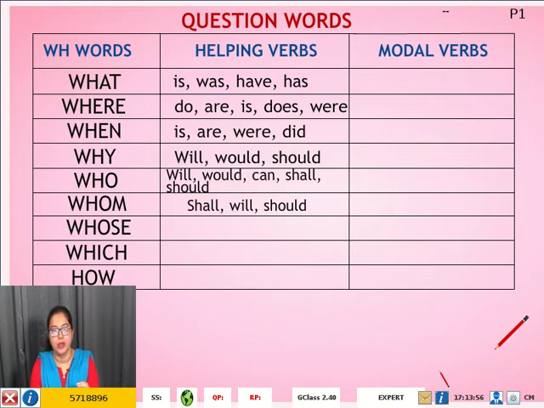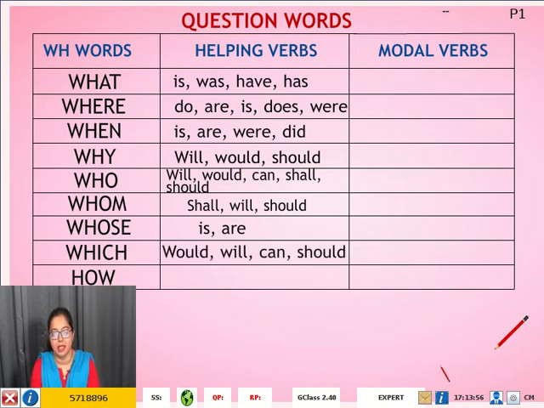Okay, so we will use this kind of word with the WH word whom: shall, will, should. Now we will go to the next one to see with the WH word whose, what kind of helping verbs we are using. With whose we are using is and are. Okay. Whose book is this? So this kind of helping verbs are used.